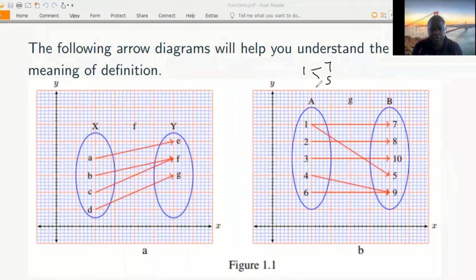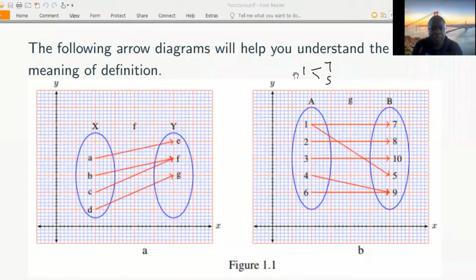We say that for it to be a function, every object must have 1 image. But you notice that 1 has 2 images, 7 and 5. What about the rest of the other objects? 2 has 1 image, that is 8. 3 has 1 image, that is 10. 4 has 1 image, that is 9. 6 has 1 image, and that is 9. But this first one disqualifies G from being a function. So G is not a function.